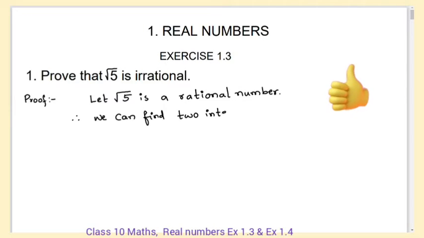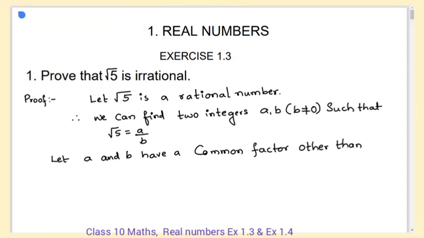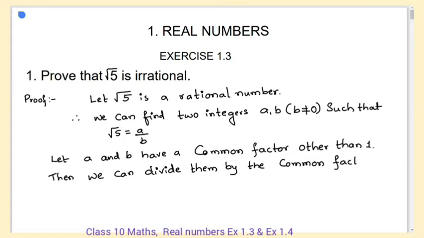Therefore, we can find two integers a, b, b is not equal to 0, such that root 5 is equal to a by b. So if it is rational, it is in the form a by b. Let a and b have a common factor other than 1. Then we can divide them by the common factor and assume that a and b are co-prime.